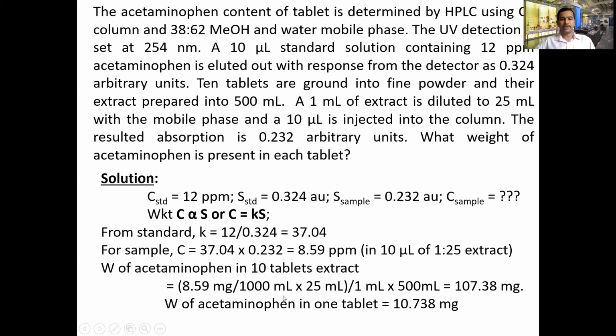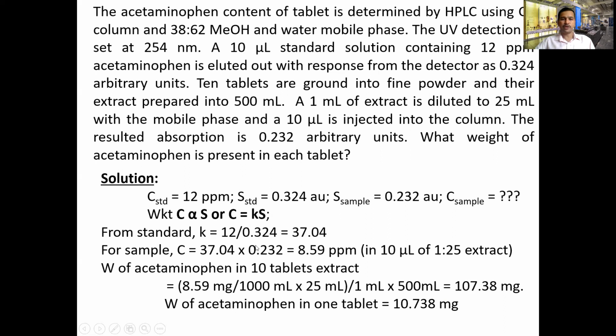So what is the weight of acetaminophen present in 1 tablet? So acetaminophen present in 10 tablets divided by 10. So 107.38 milligram divided by 10, you will get 10.738 milligram. This is the final answer. So this is how we can solve.